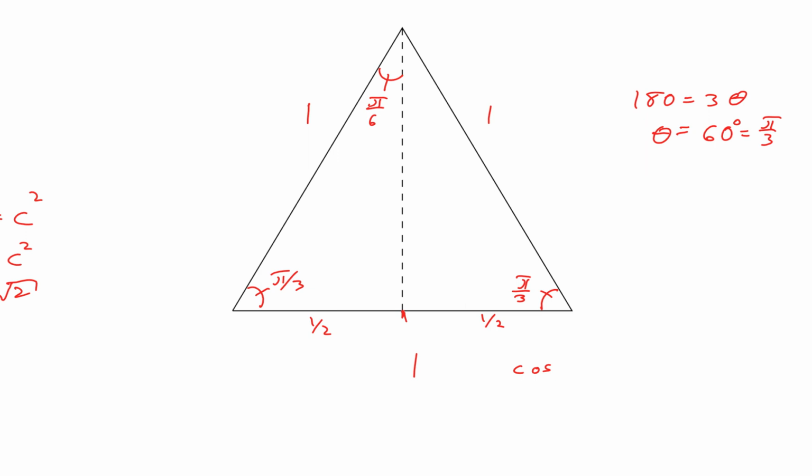All right, so cosine pi over 6. And so again, we're just going to be focusing on this triangle right here. So cosine pi over 6. So adjacent is going to be this side right here. Looks like we haven't found the length of that side yet. Let's go ahead and do that now.